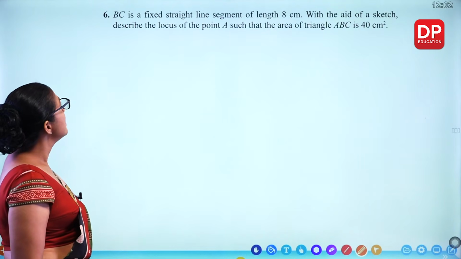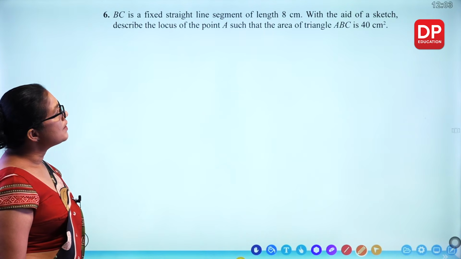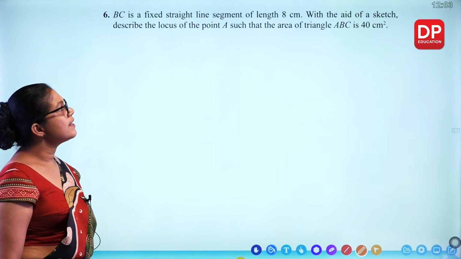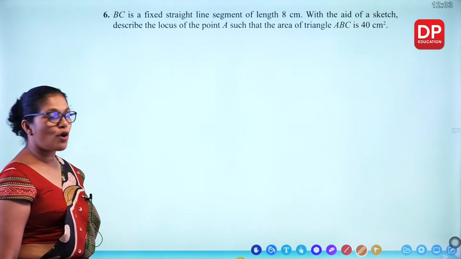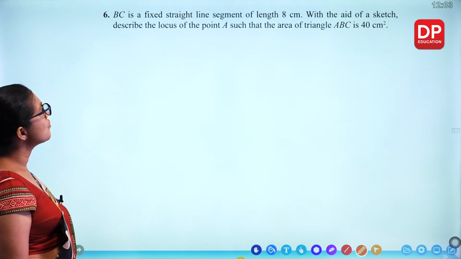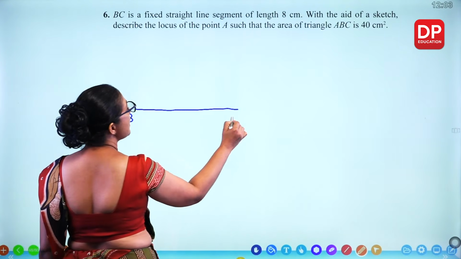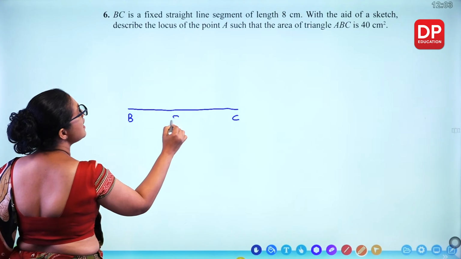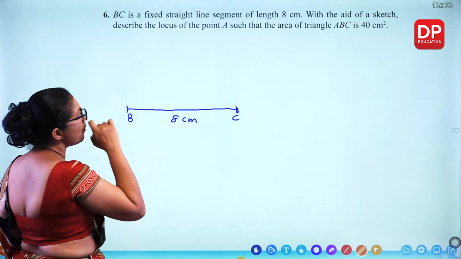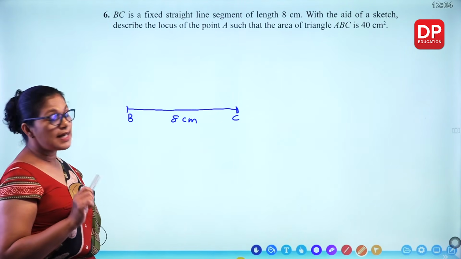Question number 6. BC is a fixed straight line segment of length 8. With the aid of a sketch, describe the locus of the point A such that the area of triangle ABC is 40. So we'll try to sketch the diagram. BC is a fixed straight line segment with 8 centimeters. So this is fixed with 8 centimeter long. And the area of the triangle ABC is 40.